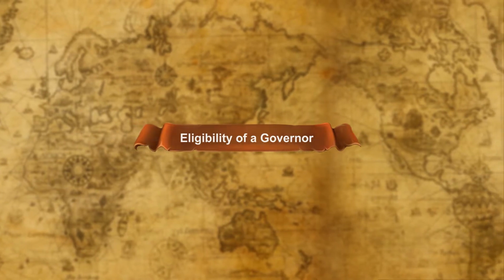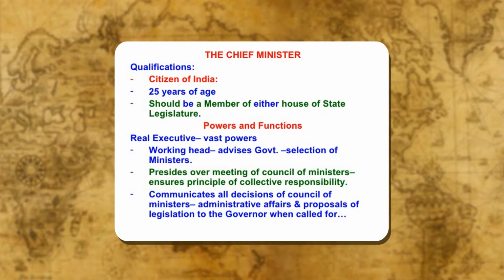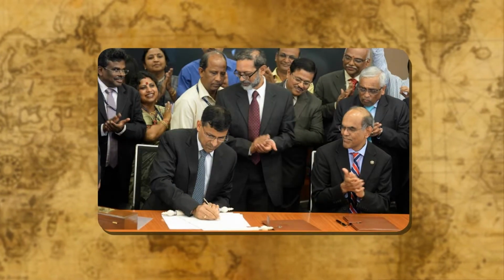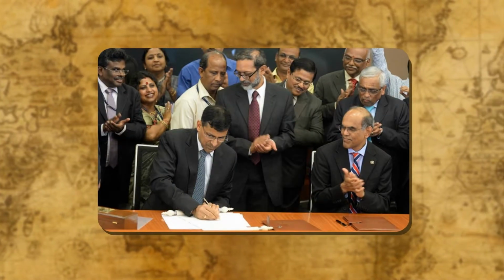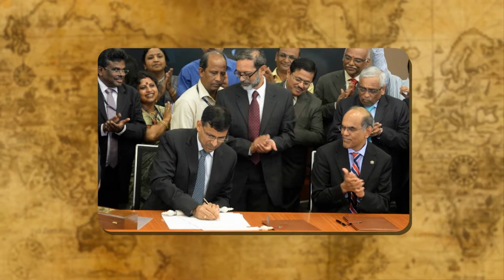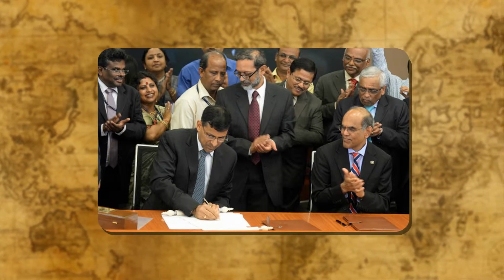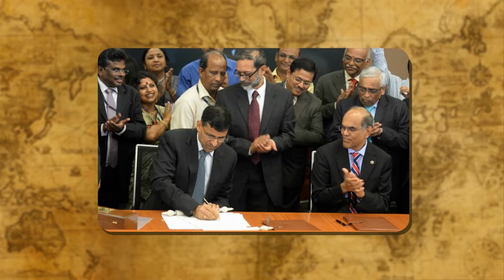Eligibility of a Governor. He should be a citizen of India and at least 35 years of age. If he is a member of the Parliament or of a state legislature, he has to resign from the seat after assuming the office of the Governor. He cannot hold any office of profit under the government at any level.